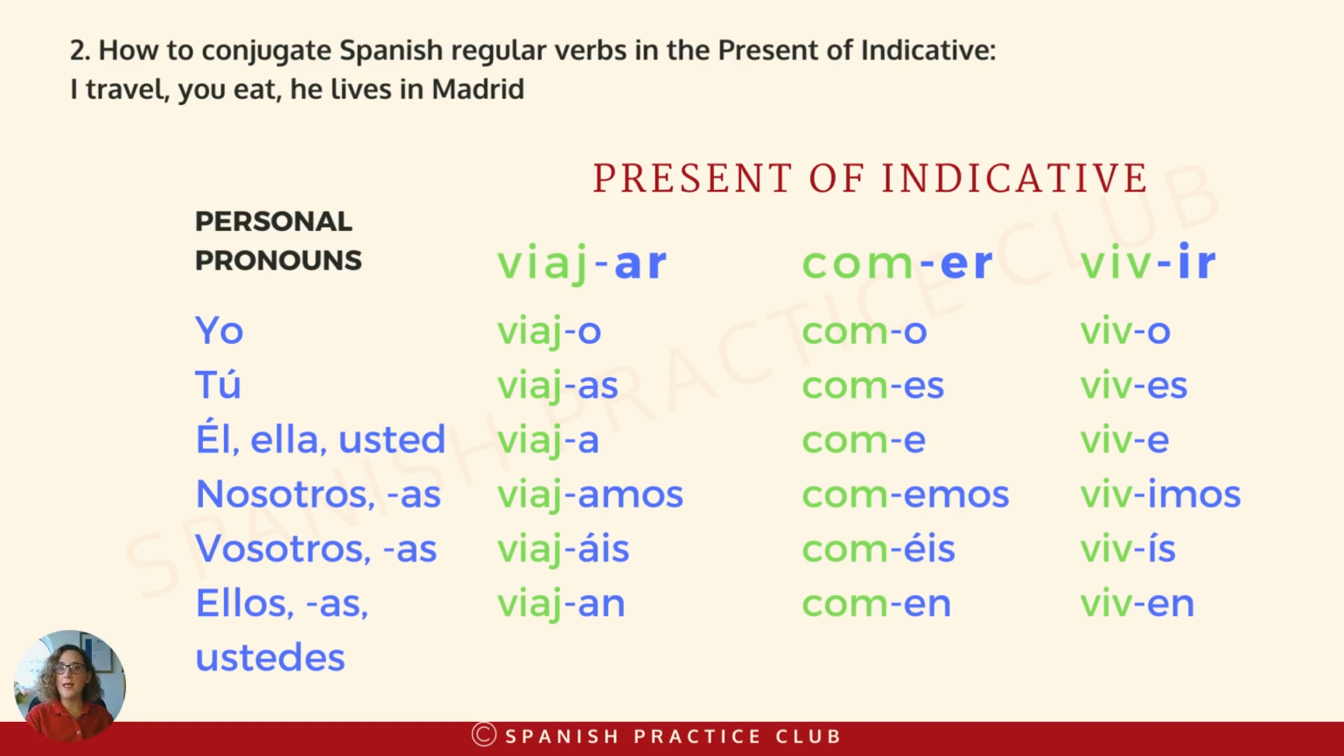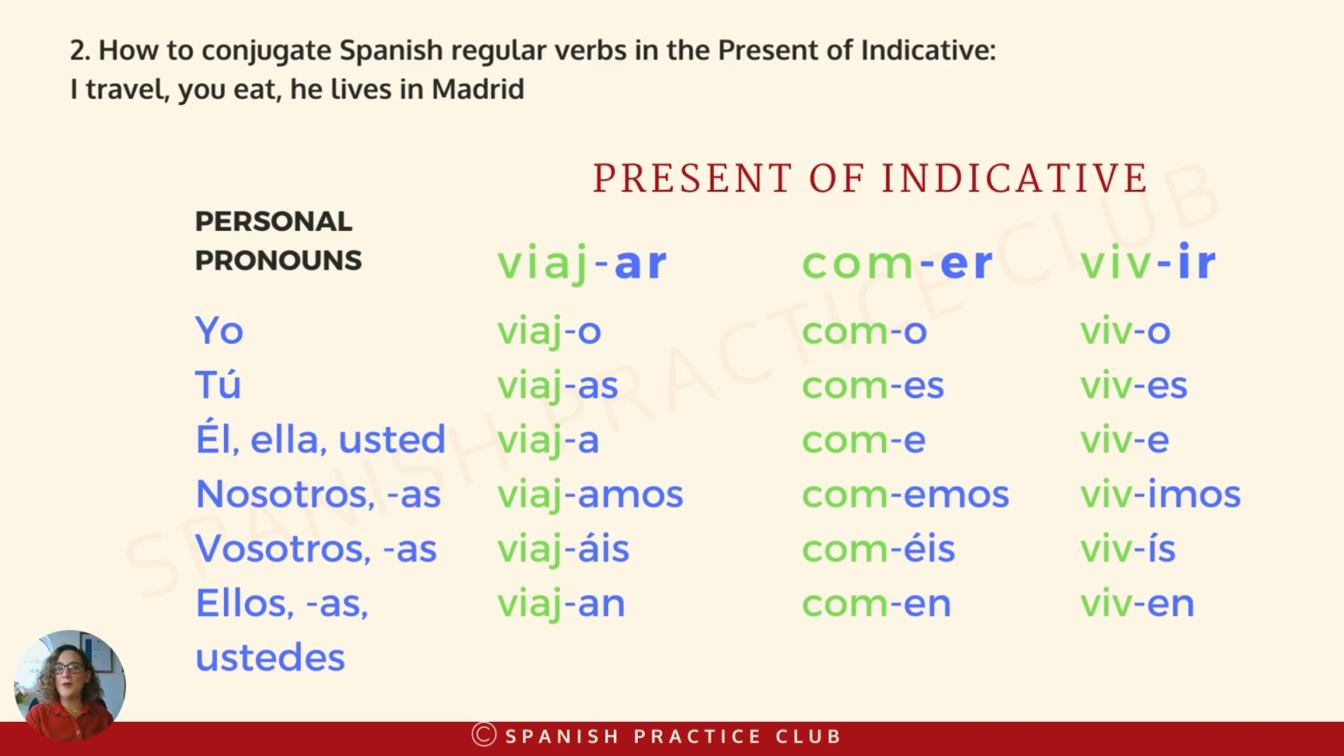So to say I travel, yo viajo. That works for every single verb in the regular form of the regular verbs in the Spanish language in the present of indicative. So as such, if I want to say I sing, I would say yo canto. If I want to say I work, I would say yo trabajo. And if I want to say I talk, yo hablo, and so on and so forth.